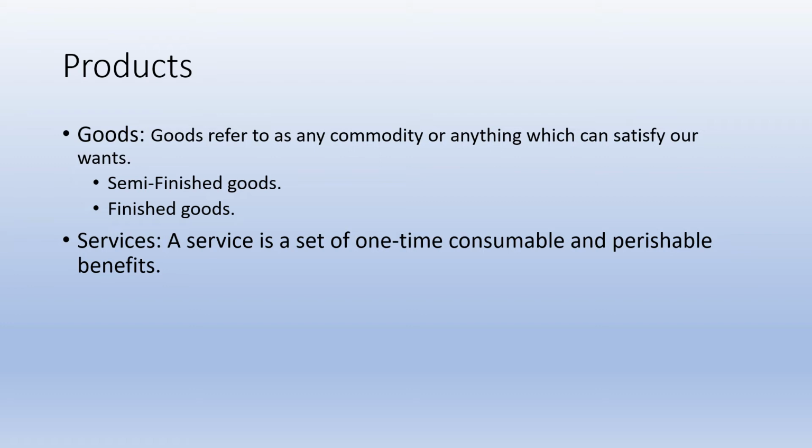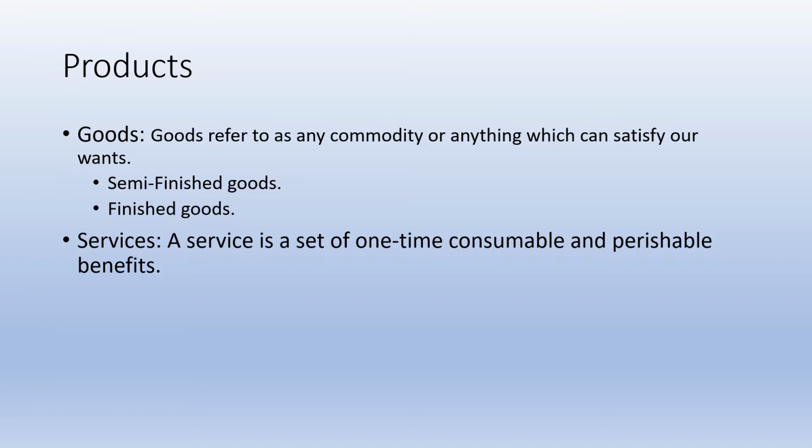So earlier we were discussing, as a production system, we create products. Products could be either goods or services. Goods refers to any commodity which satisfies the wants, requirements, and desires of our customers. It could be semi-finished or finished products.